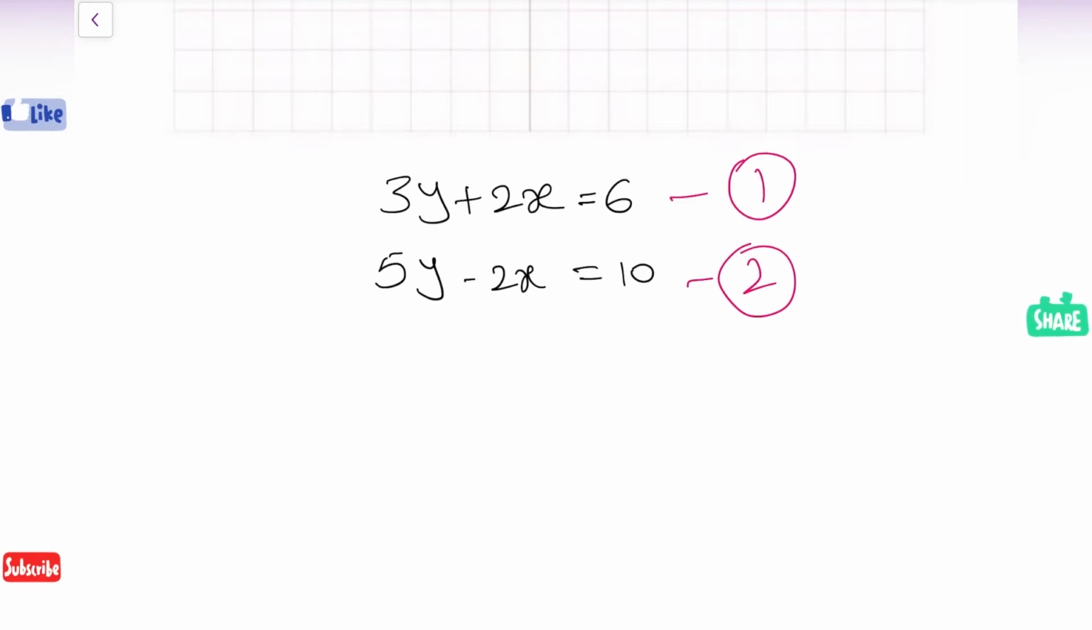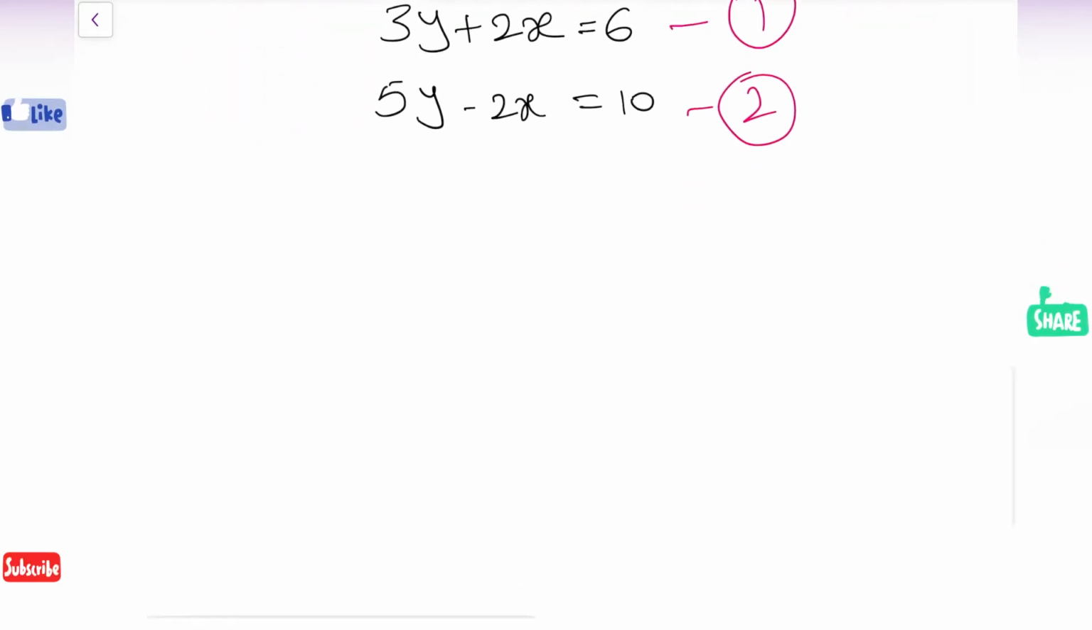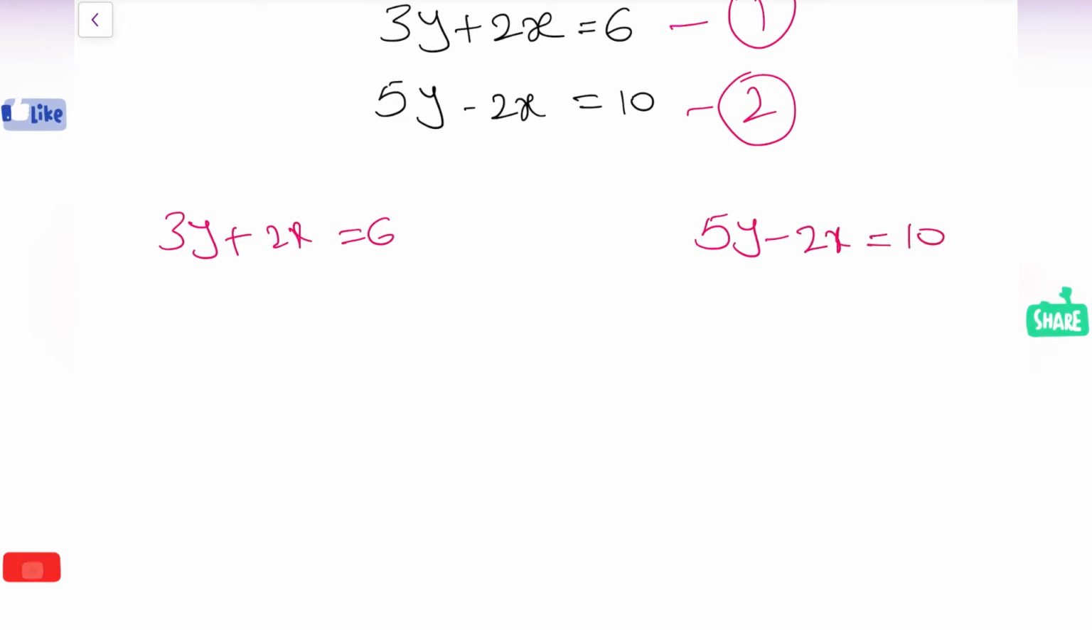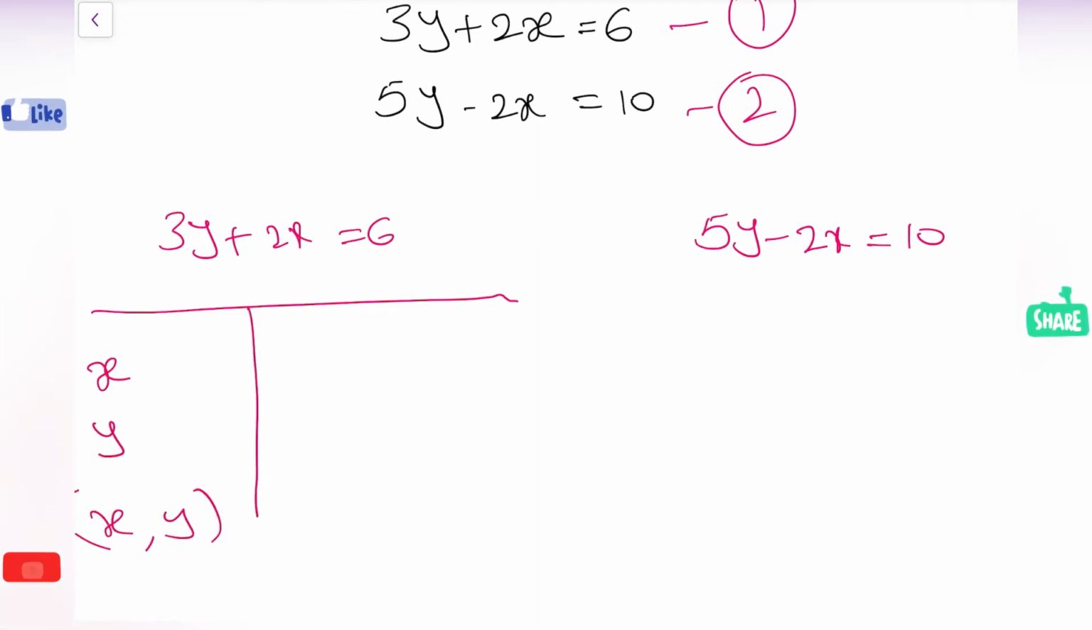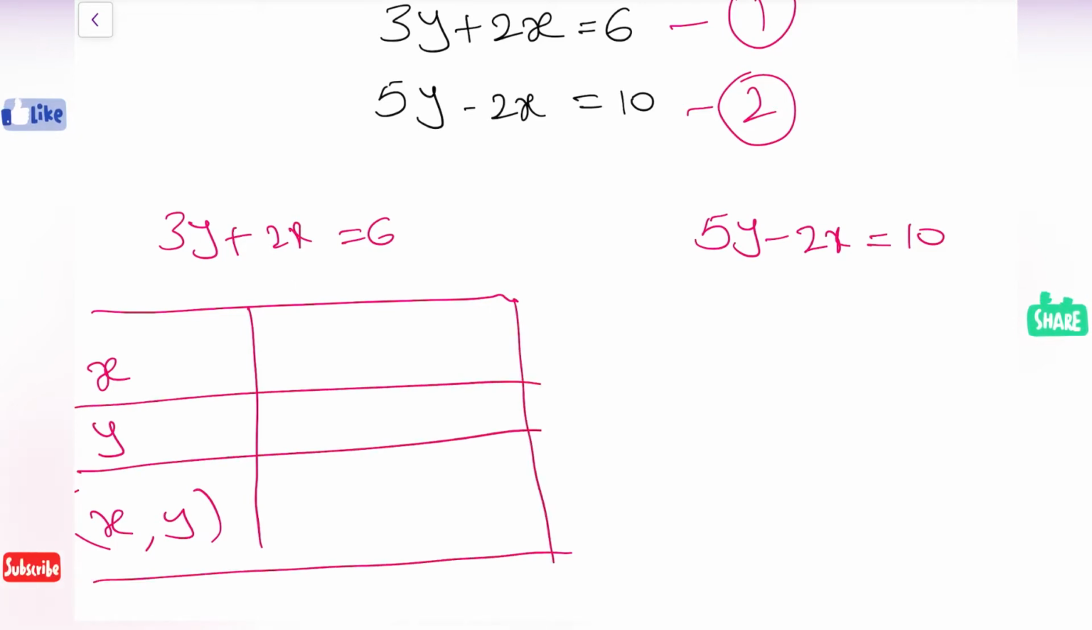For the first equation we need to make one box, and for the second equation also we need to make one box. Let's have a look at it. For the first equation 3y plus 2x is equal to 6, and for the second equation 5y minus 2x is equal to 10. One column is x, one is y, and one is x comma y. And here also one is x, one is y, and one is x comma y.